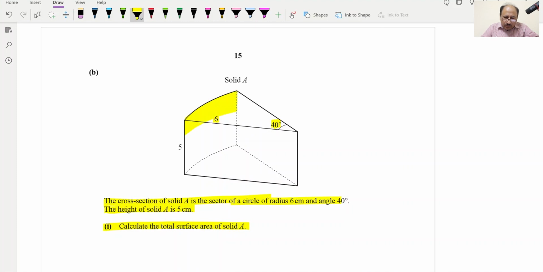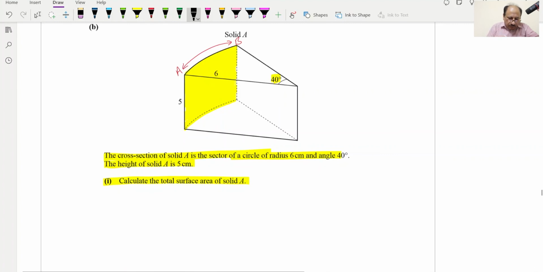To find this curved surface area, we require the arc length. If we name this vertex as A and this as B, the arc length AB is required, and for that we can apply the arc length formula: AB arc is equal to theta over 360 into 2 pi r. This is the formula in which we are replacing the values.